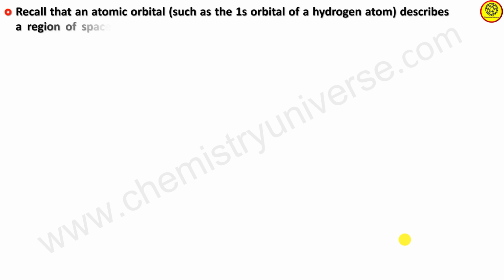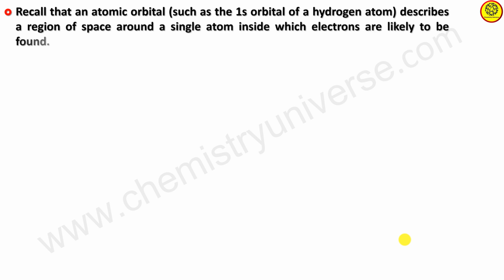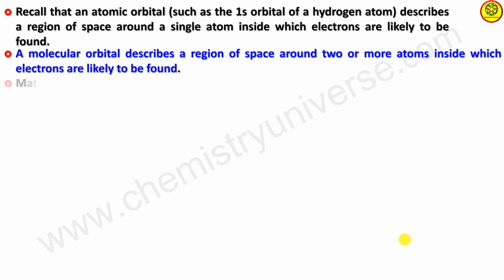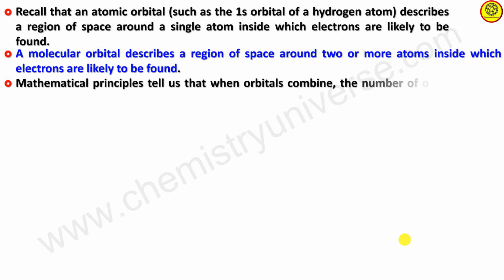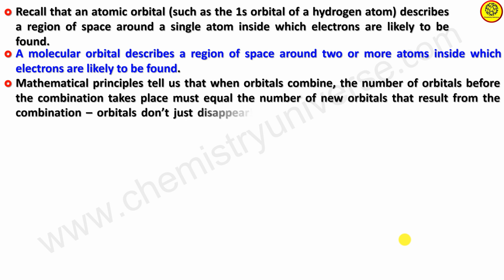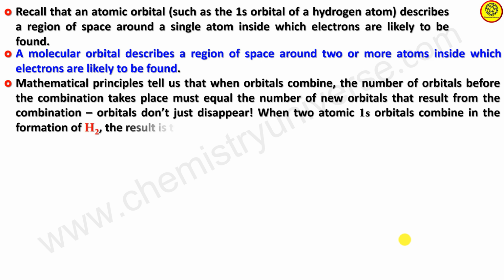So recall that an atomic orbital such as the 1s orbital of a hydrogen atom describes a region of space around a single atom inside which electrons are likely to be found. A molecular orbital describes a region of space around two or more atoms inside which electrons are likely to be found. So this is in the case of a molecule. Mathematical principles tell us when orbitals combine, the number of orbitals before the combination takes place must be equal to the number of new orbitals that result from the combination, and our orbitals just don't disappear. When two atomic 1s orbitals combine in the formation of H2, the result is two sigma orbitals.